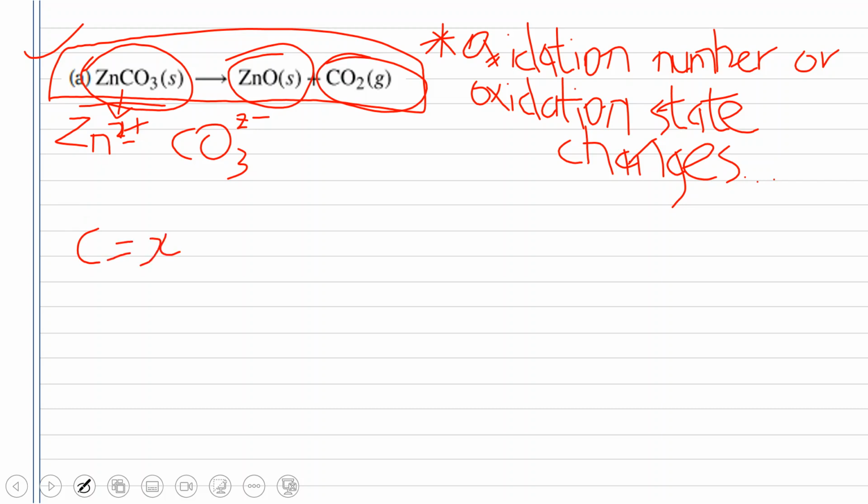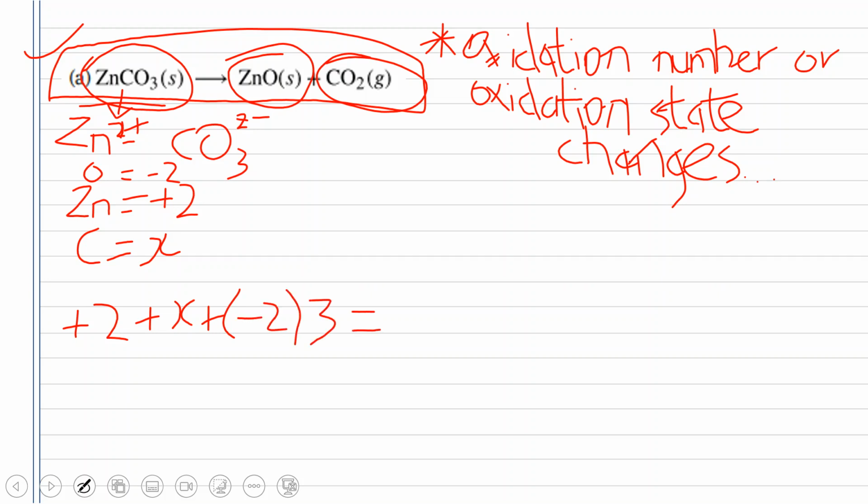We already know that the zinc is +2. So the oxidation number for zinc is +2, right? So I have +2, then plus C. I don't know C, so let me put X. Oxygen, the oxidation number for oxygen is -2. So I put a bracket. There's 3 oxygen, so -2 multiplied by 3. There's no charge, so we put 0.